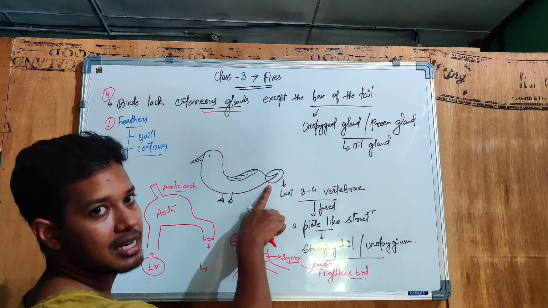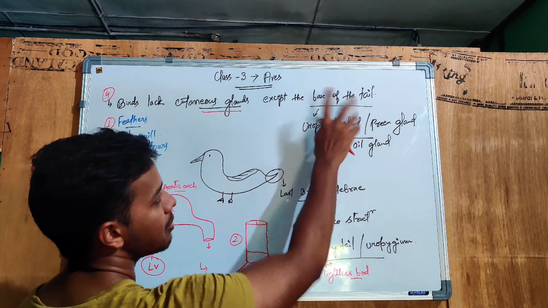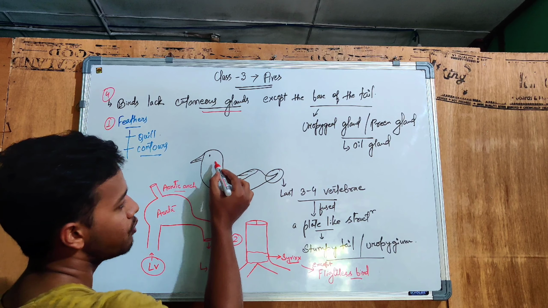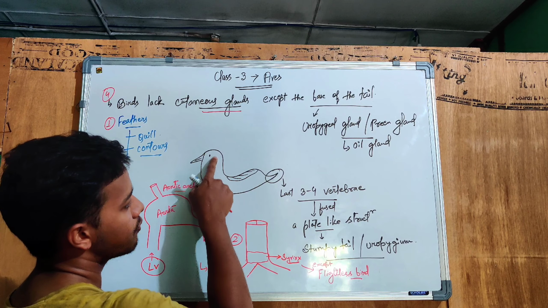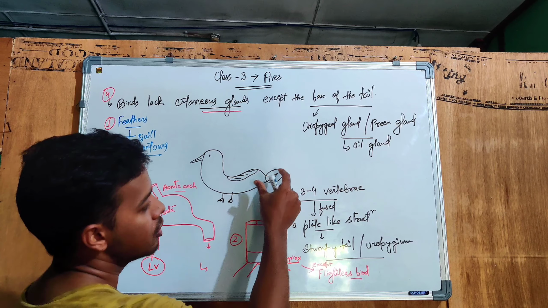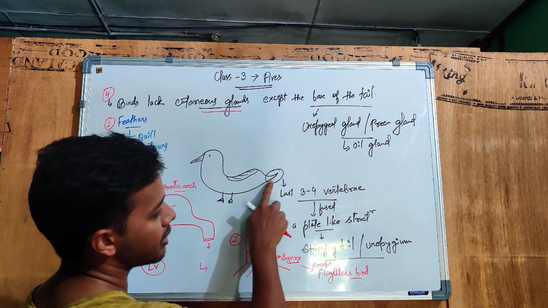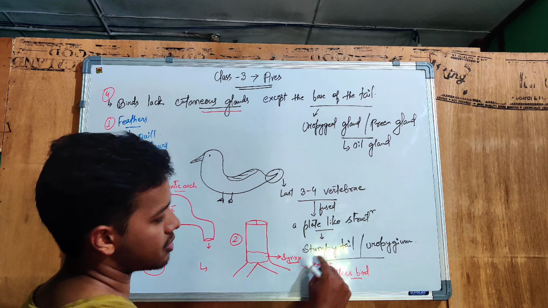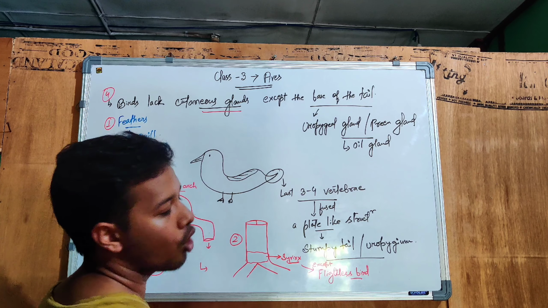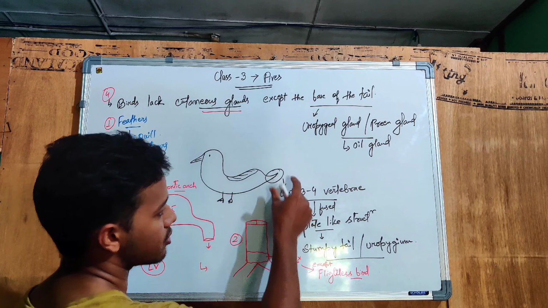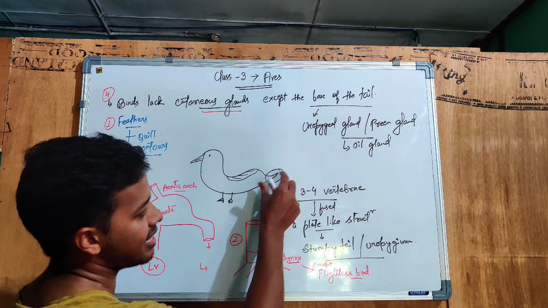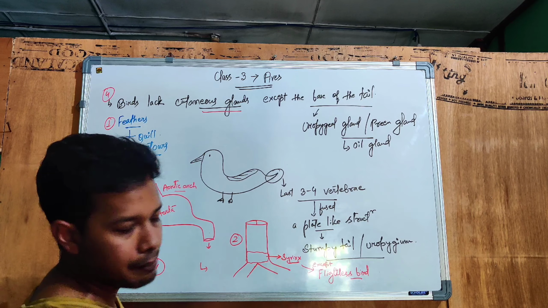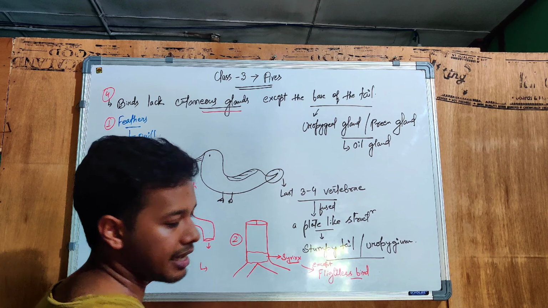So this is the base of their tail. So what happens in case of the base of the tail? They will have a vertebral column which will run from here till the base of the tail. So the last 3-4 vertebrae of this region get fused to form a single plate-like structure which is called as stumpy tail or uropygium.